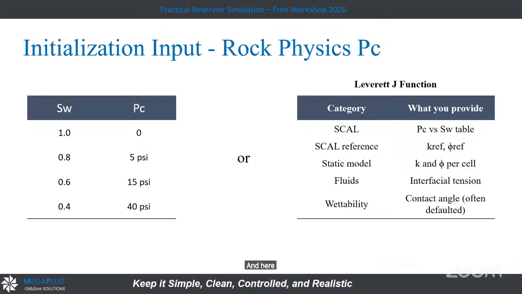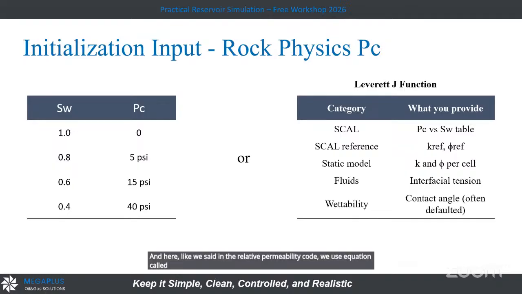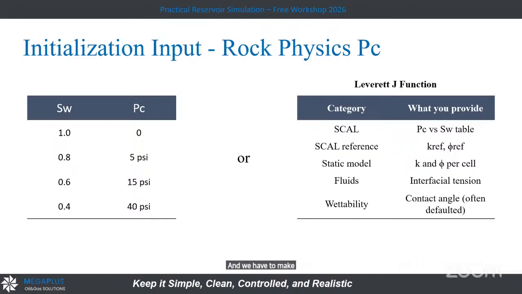And here, like we said in the relative permeability curve, we use an equation called Corey's equation, and we have to do a normalization, our homework, when we have the data from the lab. We have to make a normalized curve and insert it, and the model will denormalize it. Same thing in capillary pressure. There is something called the Leverett J function. The Leverett J function here is an example where I will insert the water saturation and capillary pressure, and then I need them to distribute.